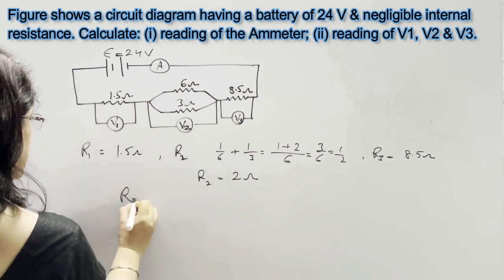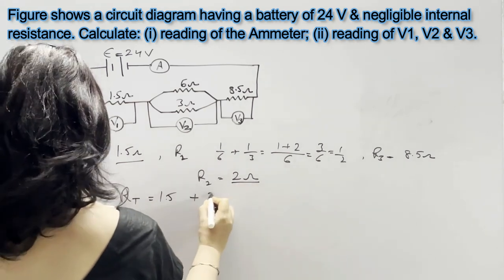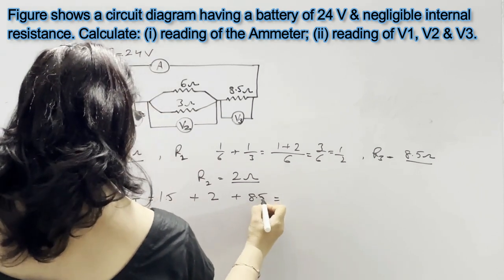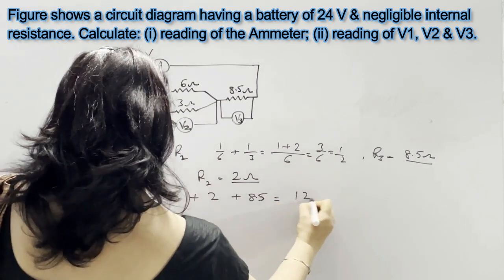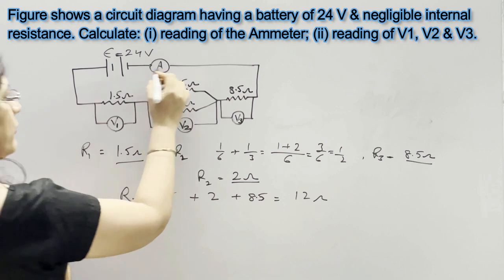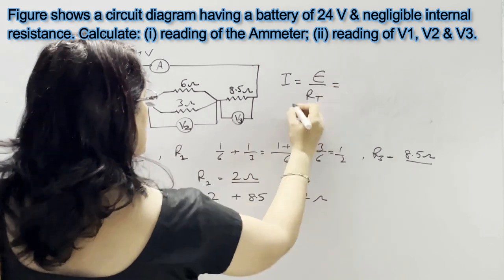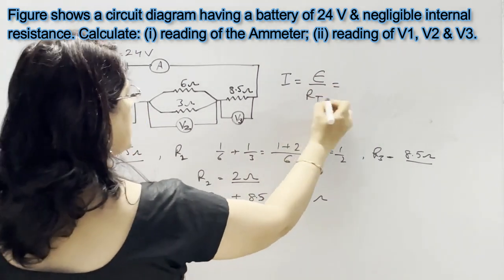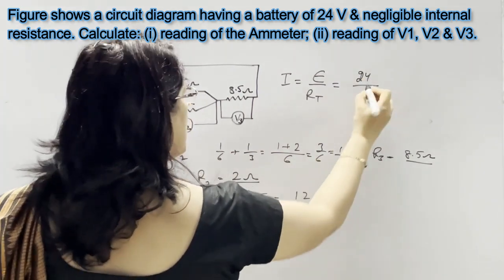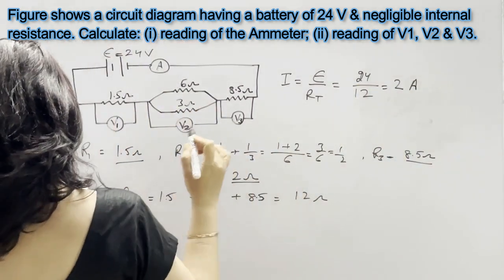So our total resistance is equal to this 1.5 plus this parallel combination 2 ohm and this 8.5 ohm, and the sum of all these three resistors is 12 ohm. So our total resistance is 12 ohm. Now we know how to calculate the value of current through this ammeter. I is equal to EMF, which is given, upon total resistance. Always write R1 plus R2 plus R3 here also. Now the given EMF is 24 volt and the total we have calculated is 12. So the value of current in this ammeter is 2 ampere.